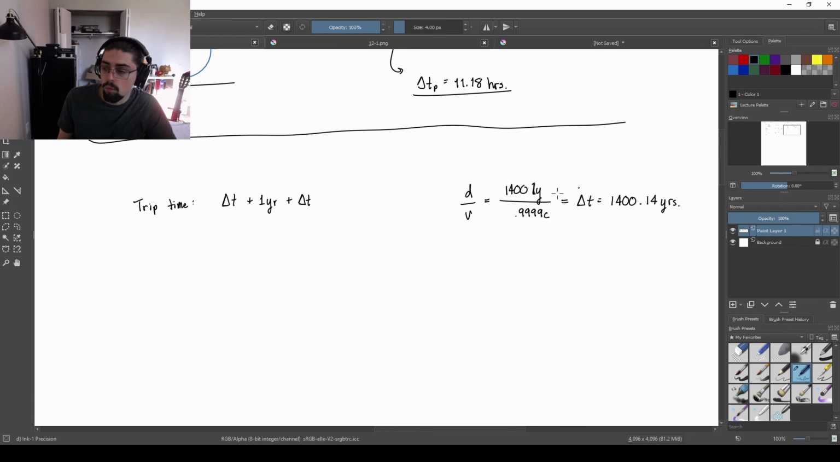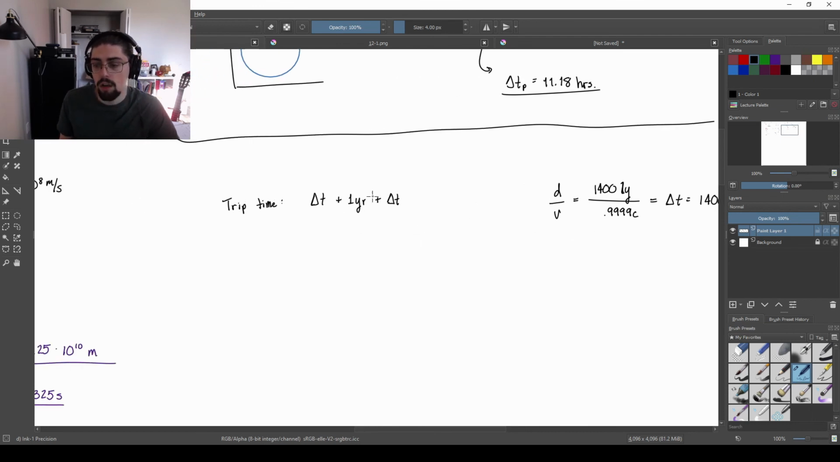Okay, so we've got this thing going on, right? Delta t is equal to this thing. Now we come back to here. We say, okay, well, the total trip time is going to be 2,801.28 years. This is from Earth's perspective. So from Earth's perspective, we arrive back at the year 4818.